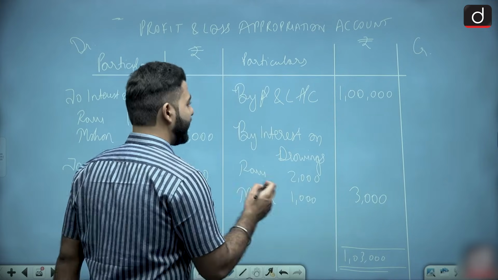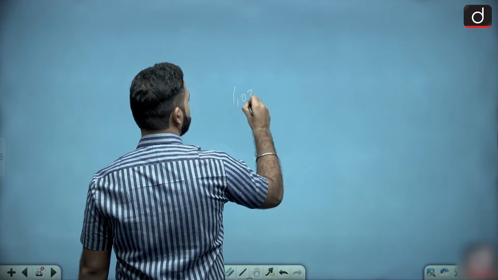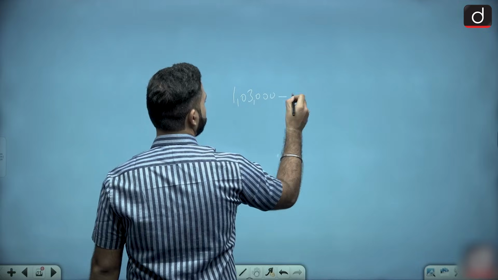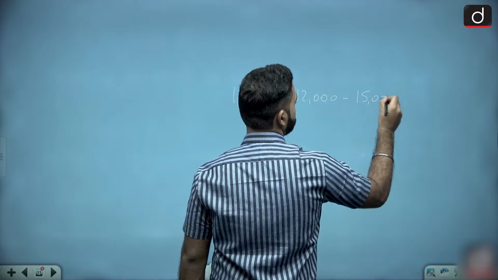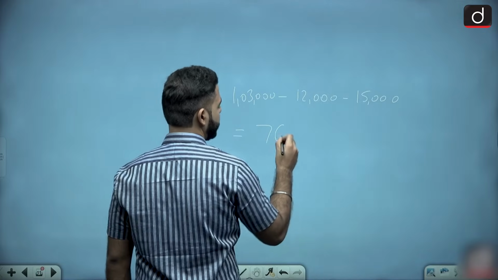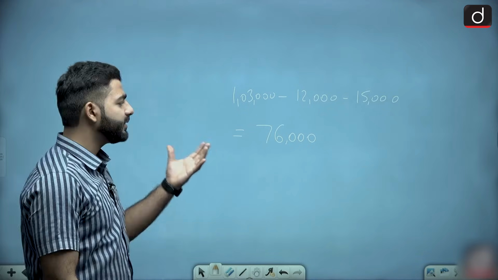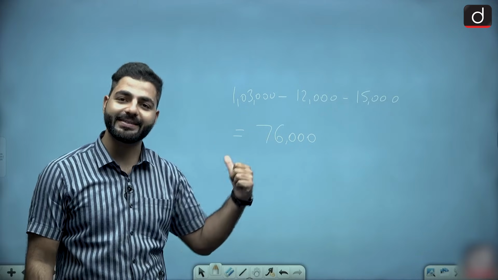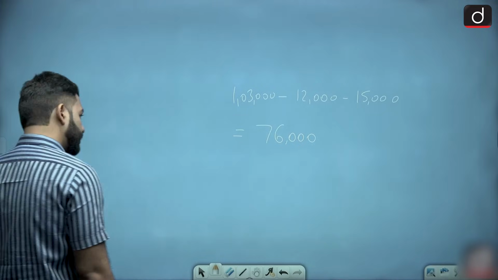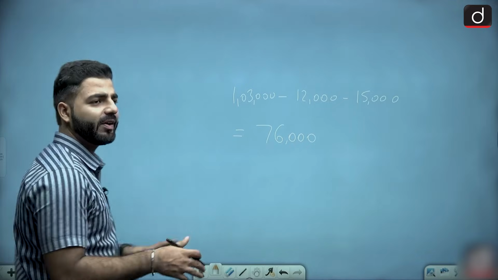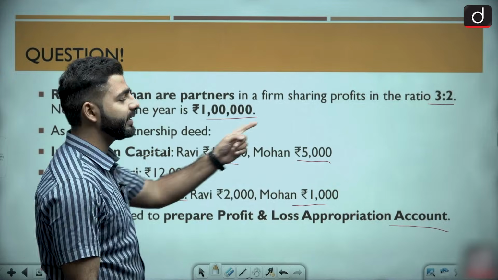So we know that the balance is 76,000, right? So we know 1,03,000 minus 12,000 minus 15,000. This comes out to be 76,000, right? Now this 76,000 will be distributed to the partners. 76,000 will be transferred to the partners' capital account, right? How? Through their capital account. But now, how much will be transferred, sir? Half? No. See the profit sharing ratio in the question. So the profit sharing ratio is mentioned, that is 3:2.